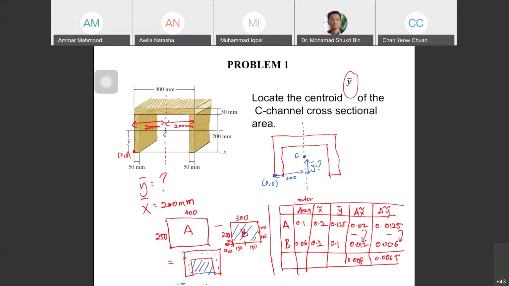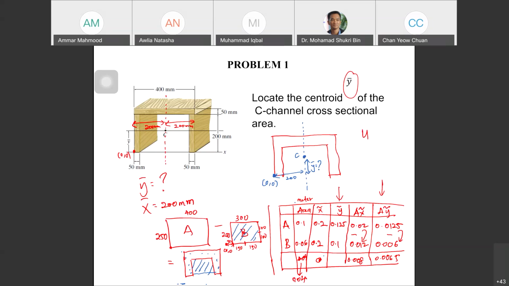Here also you need to minus the area. 0.1 minus 0.06, you have 0.04. And here you need to minus also, you have got 0. Basically, you no need to find for x because we already know the centroid for x is 200, that's because you get 0. So you need to concentrate only for AY and Y only.